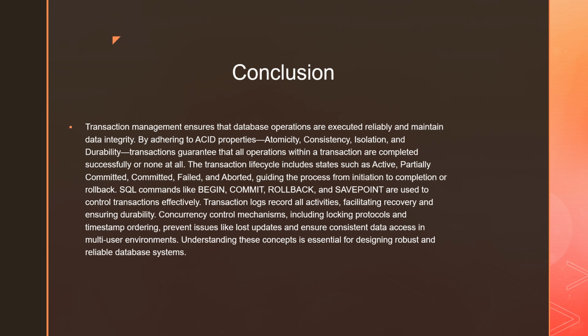We also explored how concurrency control through methods like locking and timestamping helps prevent issues like lost updates and dirty reads when multiple users are accessing the database at the same time. Altogether, these concepts are crucial for building database systems that are reliable, consistent, and efficient in real world applications.